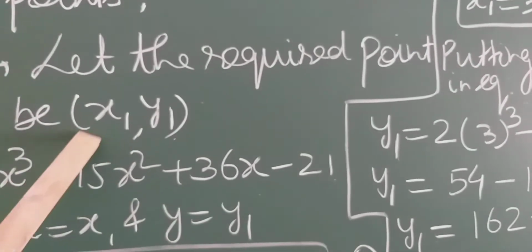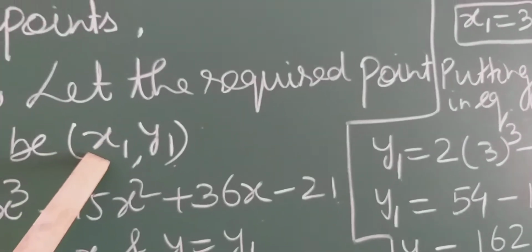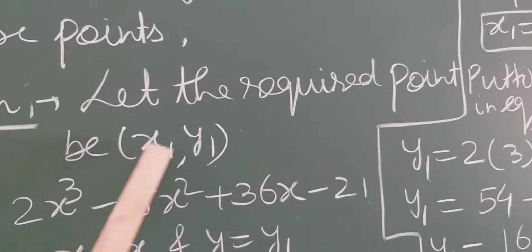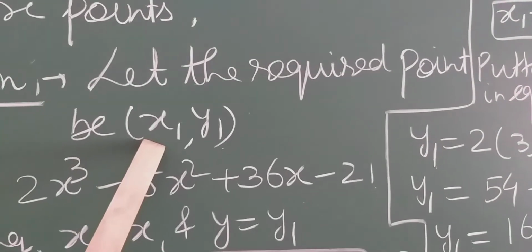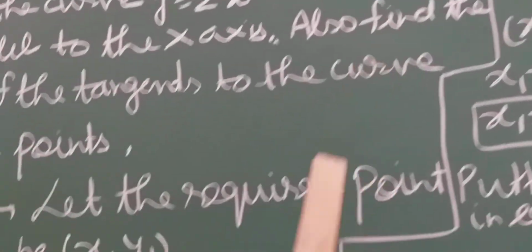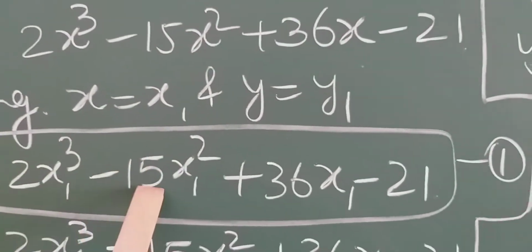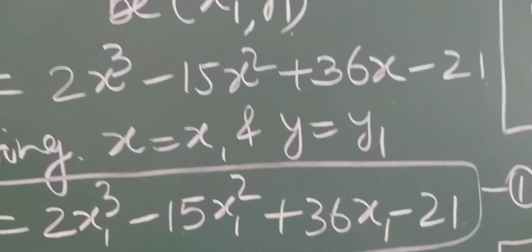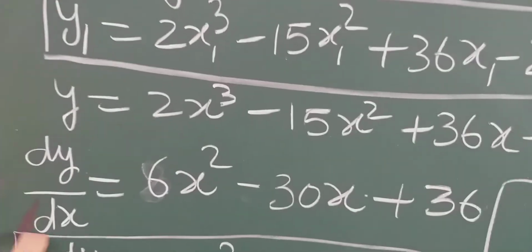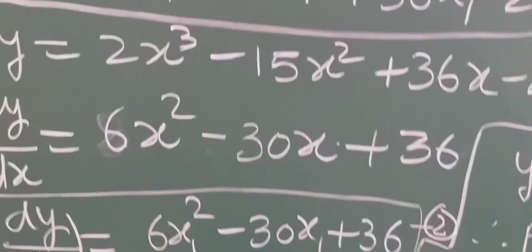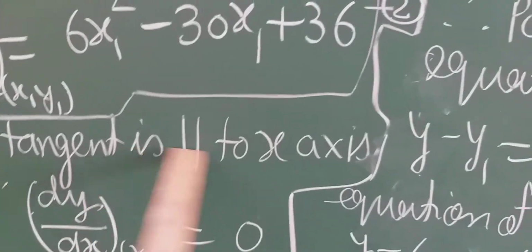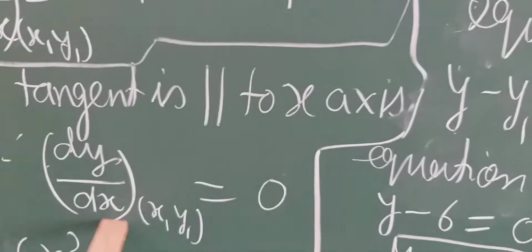So always remember, first we have to find the point, and to find the point we have to suppose the point (x1, y1). After that we have to put this point in the given curve. After that, find dy by dx of the given equation. It is the slope of the tangent. Then put the condition, students, which will be given to you. Here it is given that the tangent is parallel to the x-axis. It means dy by dx equals 0.